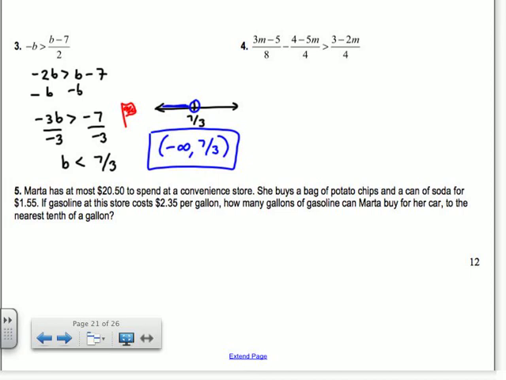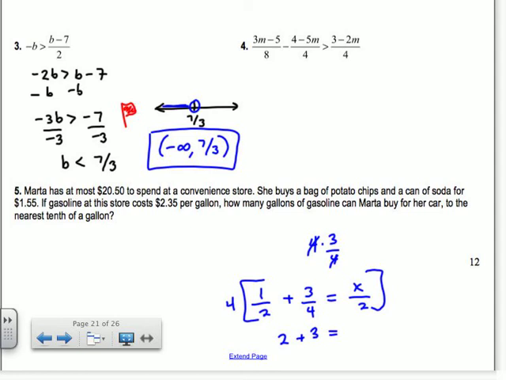So if you want to clear fractions, so if I had like 1/2 plus 3/4 equals x over 2, you can multiply through by the common denominator. So what would you change all of the denominators to? 4. So 4 times 1/2 is 2, plus 4 times 3/4, the 4's cancel, right? So plus 3 equals 4 times x over 2. What's 4 times x over 2? 4x over 2 or 2x, right? So you've made your equation a lot simpler.